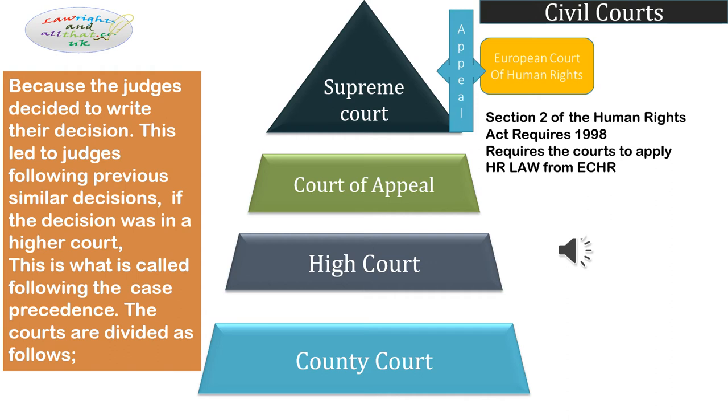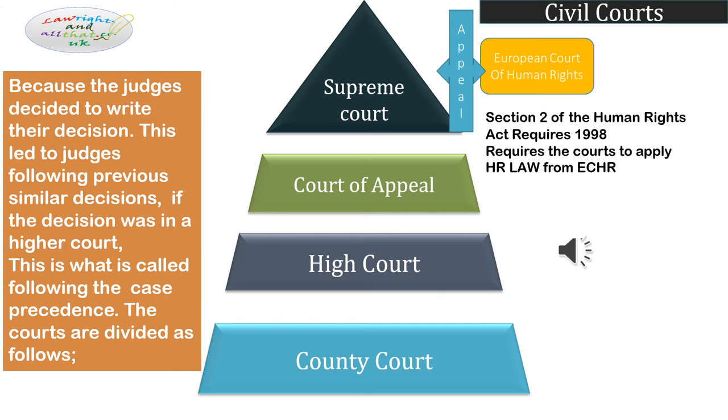We have just explained that the lower courts have to follow the decision of the higher courts. So you need to know the courts. In the civil case, the county court is the lowest in the pyramid, then the High Court, then the Court of Appeal, and then the Supreme Court. Now, if the Supreme Court makes a decision, then that decision has to be followed by all the lower courts in its ratio decidendi, the reasons for the decision. Only the Supreme Court in those circumstances could change its mind in a future decision.